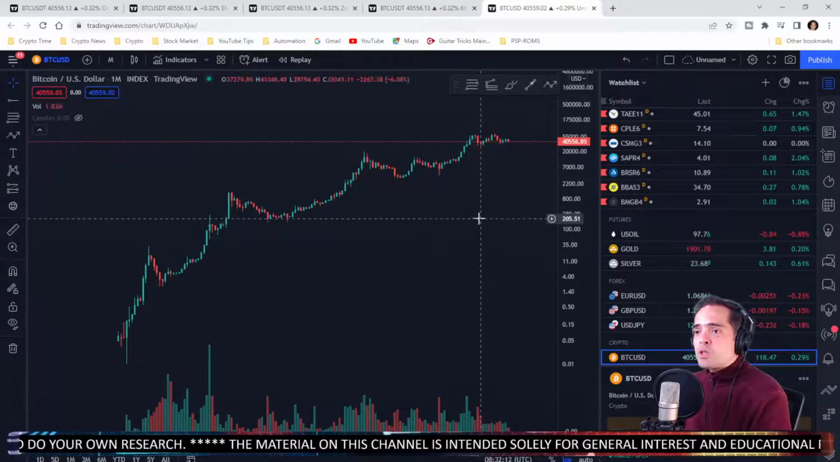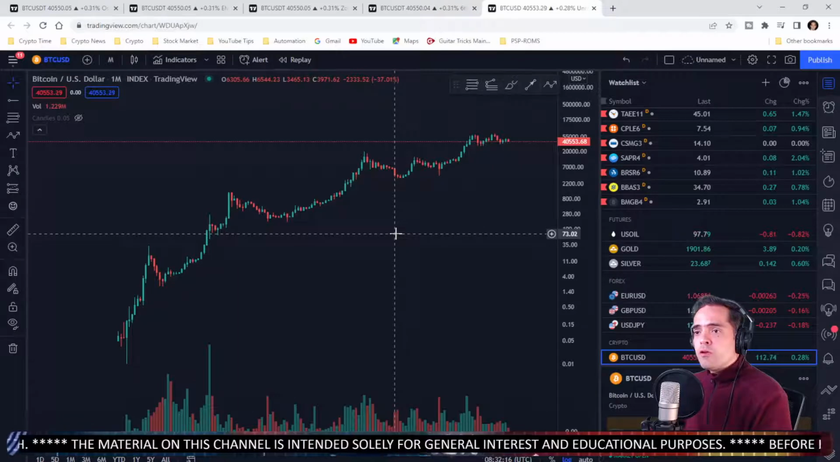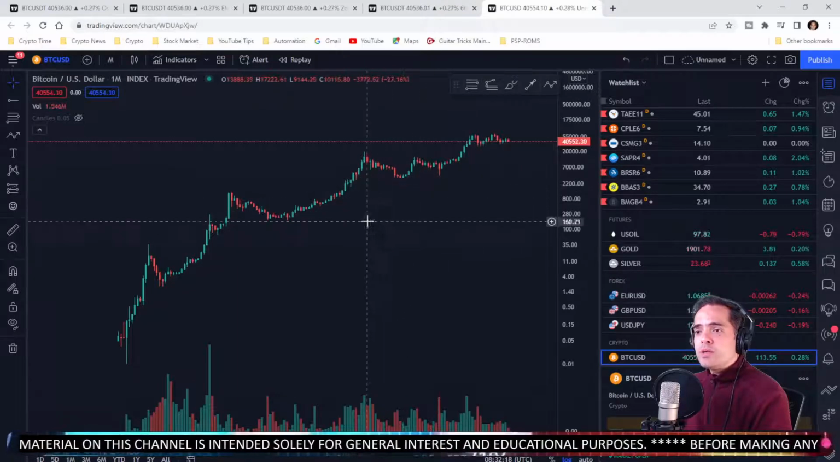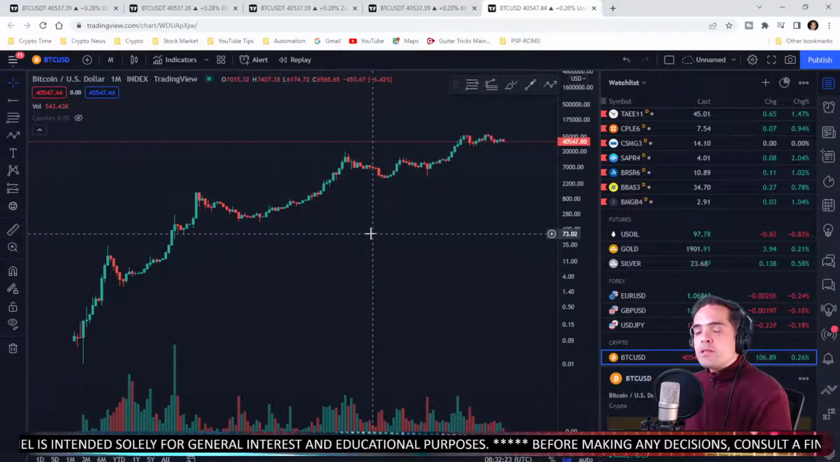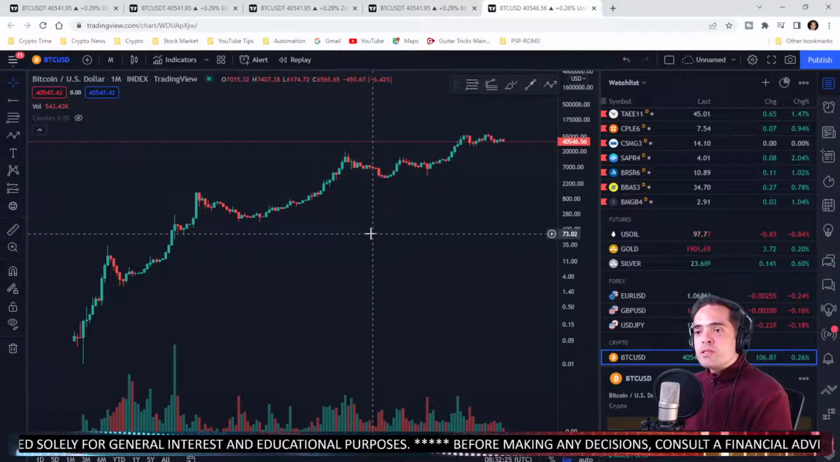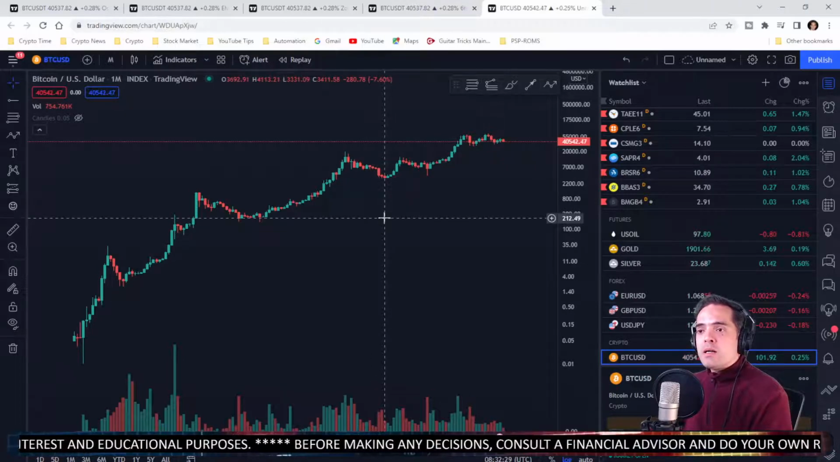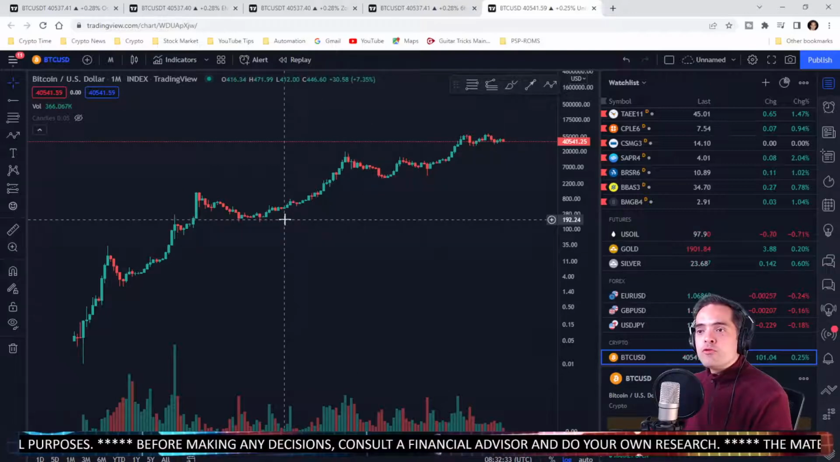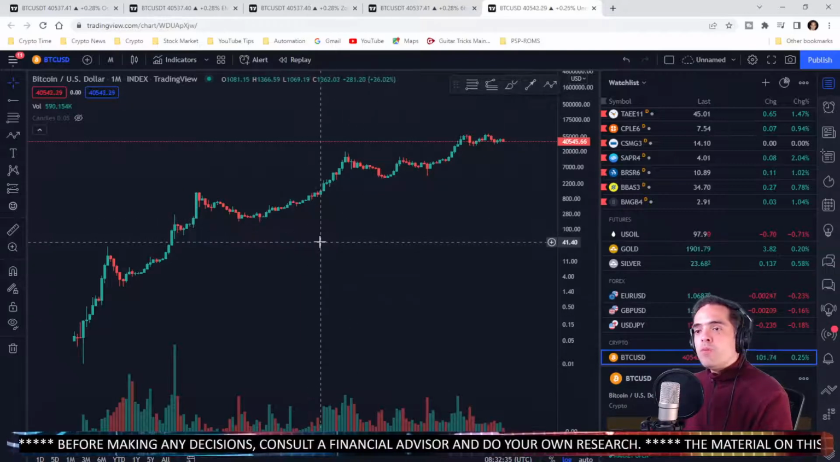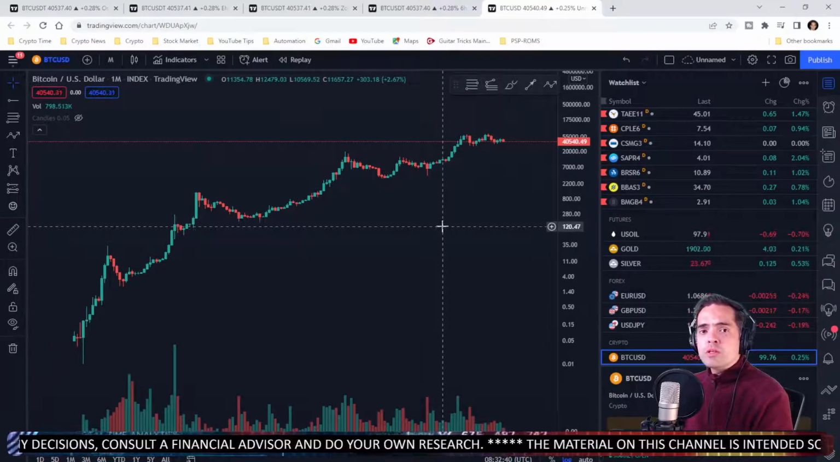Okay, so knowing that the buyers and sellers control the markets and they leave those footprints behind, we can talk about support and resistance. So let's talk about support first. Supports are zones where the buyers control. Okay, so the buyers control the zones of support of a price.